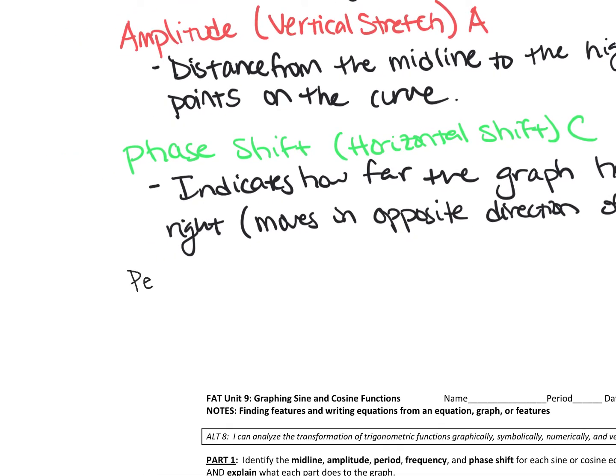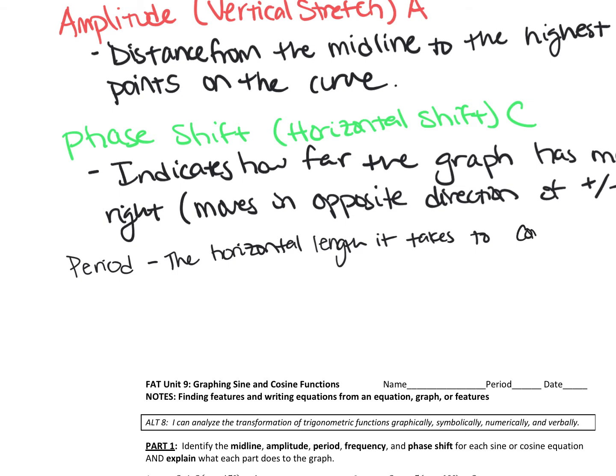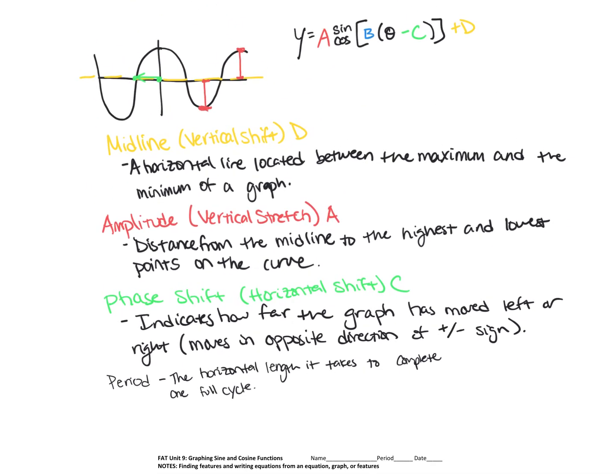So the next word is going to be our period. Unfortunately, I only have 5 colors, and so I'm not going to be able to do period in its own color. This is the horizontal length it takes to complete one full cycle. You can also think of this as just how long does it take the graph to repeat itself. So if we go through and we take a look at our graph, oh my goodness, it looks so small.